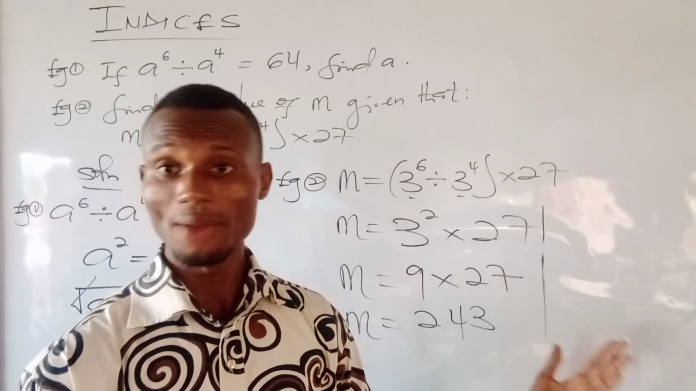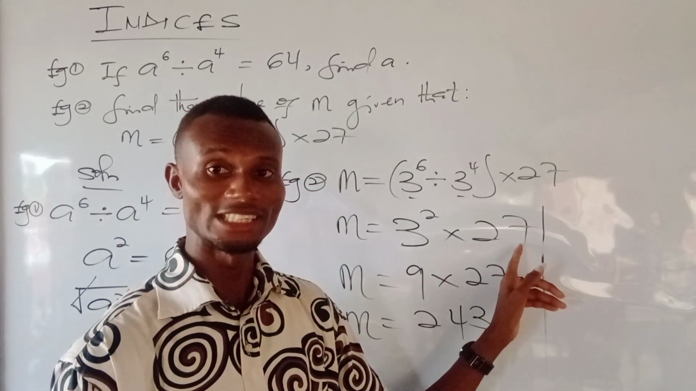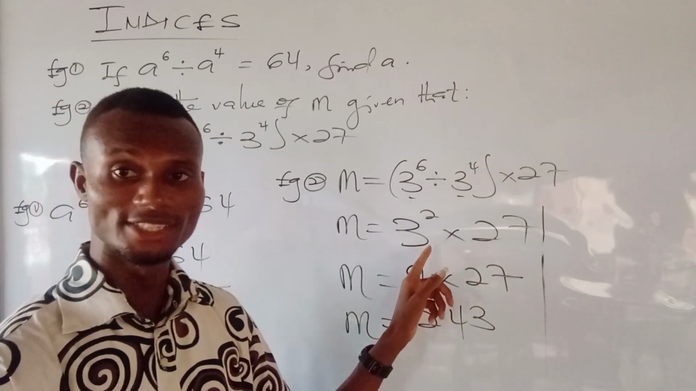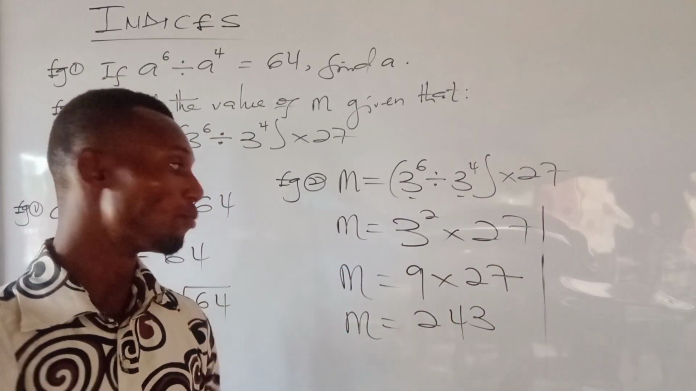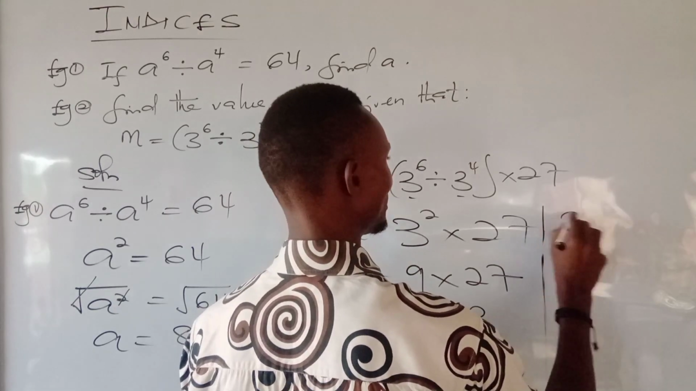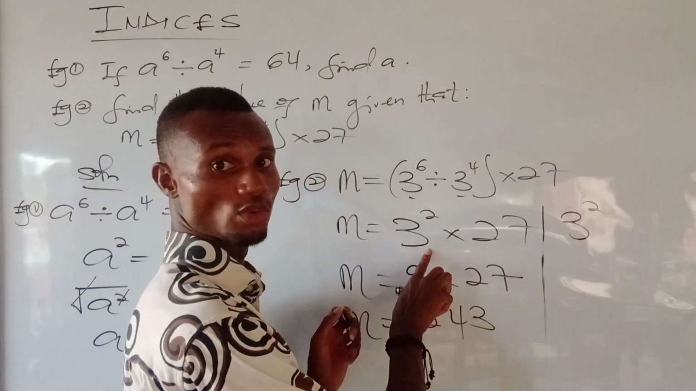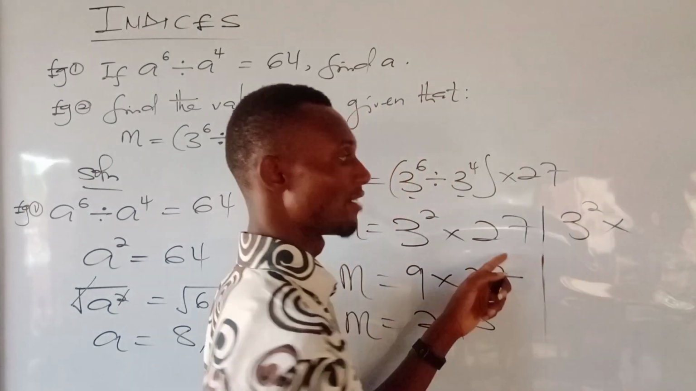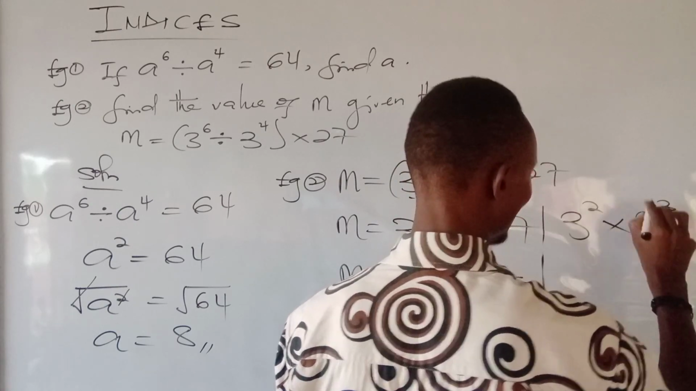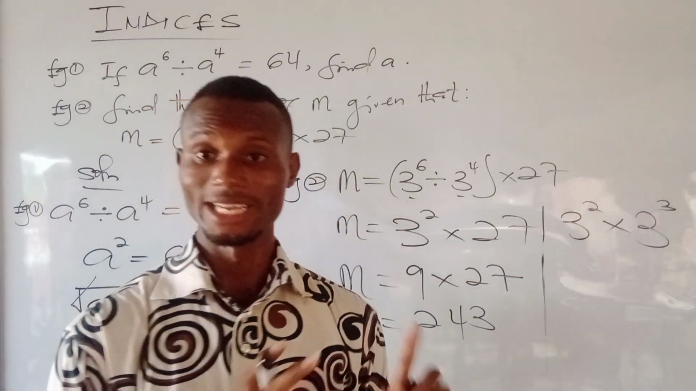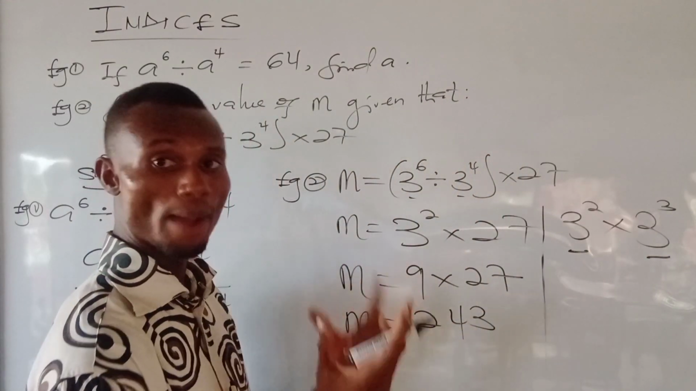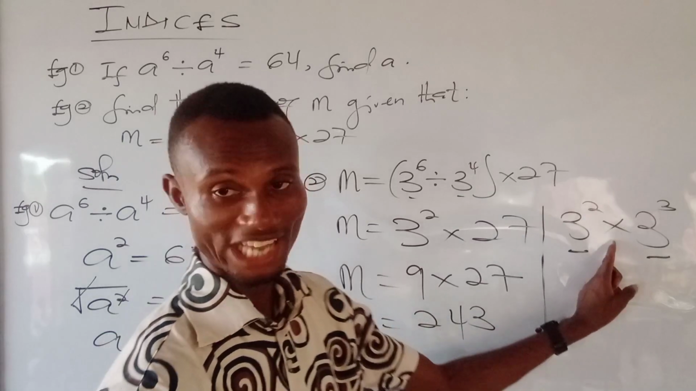In other words, make sure that this 27 is written as 3 to the power something, because they need to have the same base so that you can apply the multiplication law of indices. So you can choose to write it as this 3 to the power 2 which is there, times the 27. I'll write it as 3 to the power something, and that will be 3 to the power 3, because 3 to the power 3 gives 27. So now you can see that the bases are the same, so you can apply the multiplication law of indices because they are multiplying.